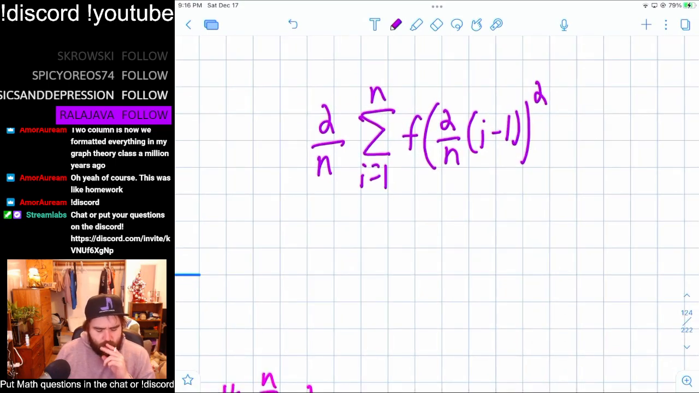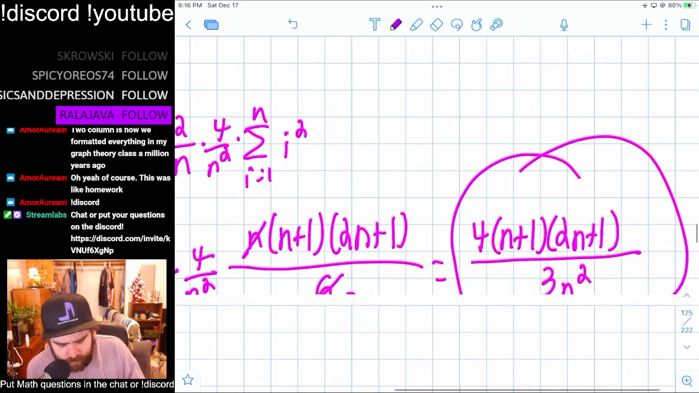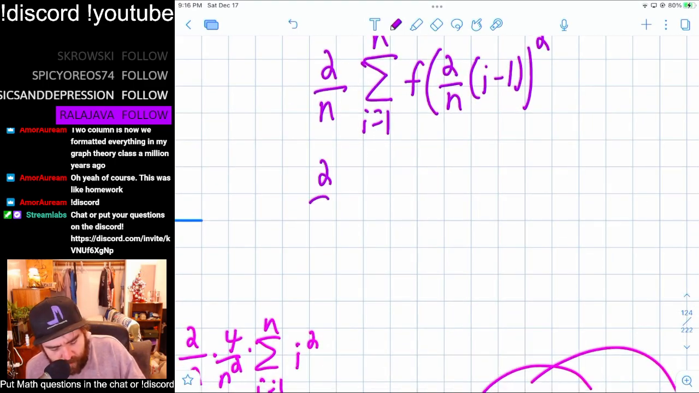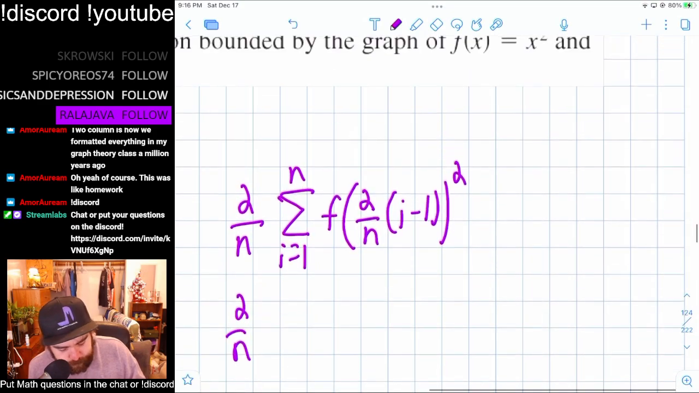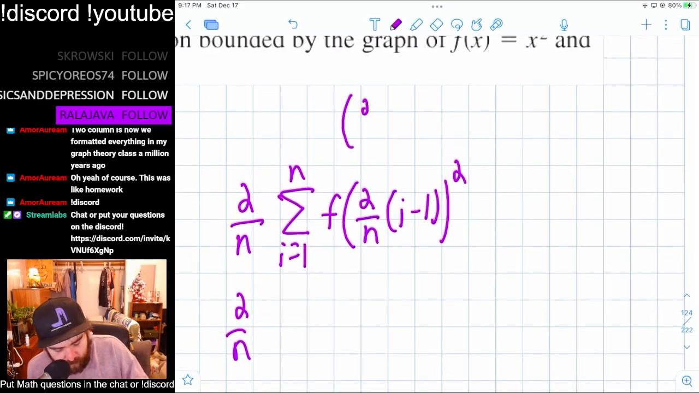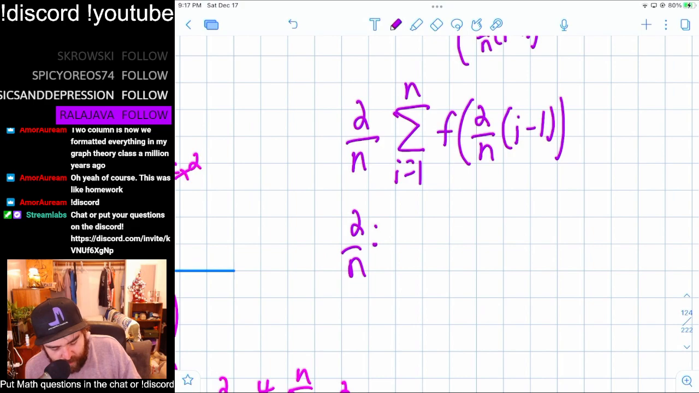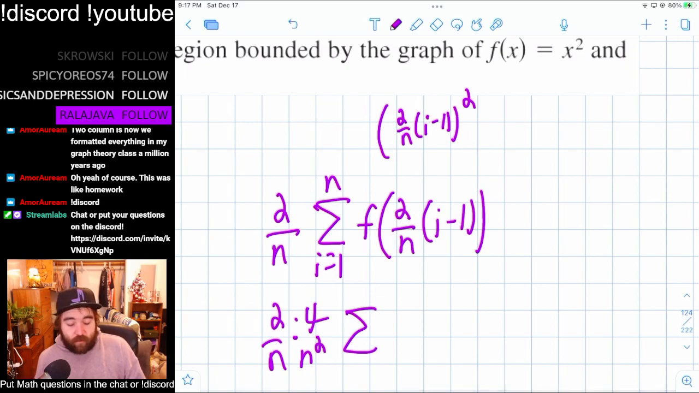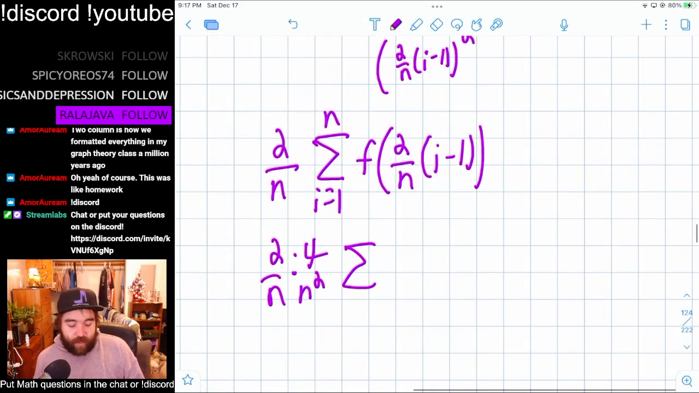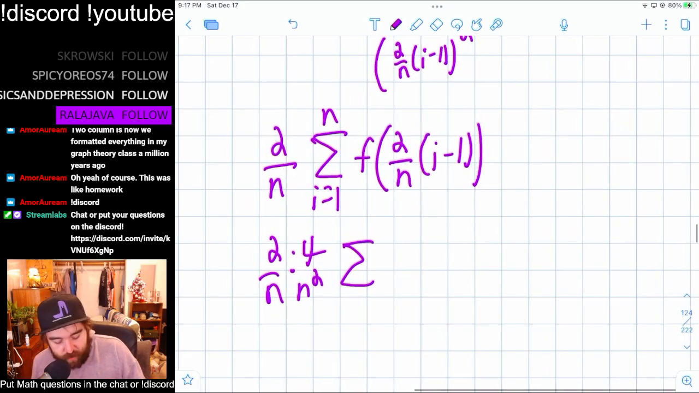So let's continue. Just like before, we have the 2 over n, and then, wait, this isn't squared. That's just f of 2 over n times (i minus 1). But that means we're doing (2 over n times (i minus 1)) squared. So we're still going to get the same 4 over n squared. Pull that out to the side. 4 over n squared, but then we have the sum of (i minus 1) squared. I feel like our best bet is to FOIL it out, but then we're going to have to separate it.